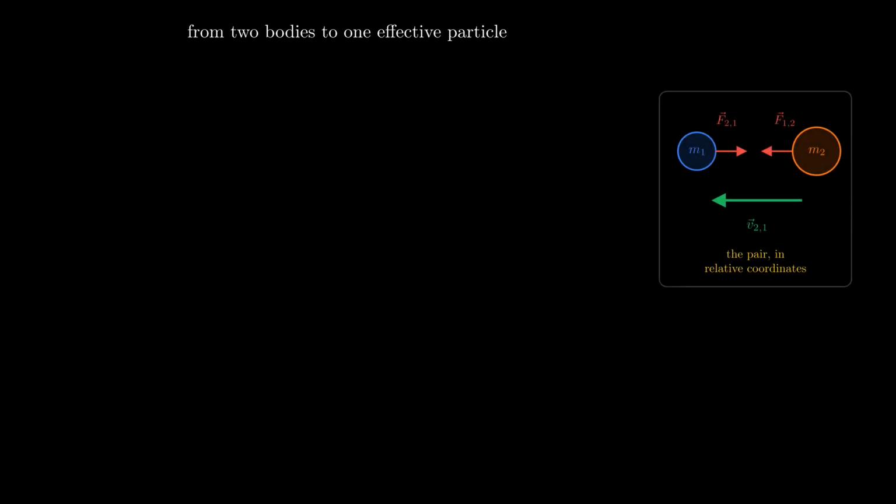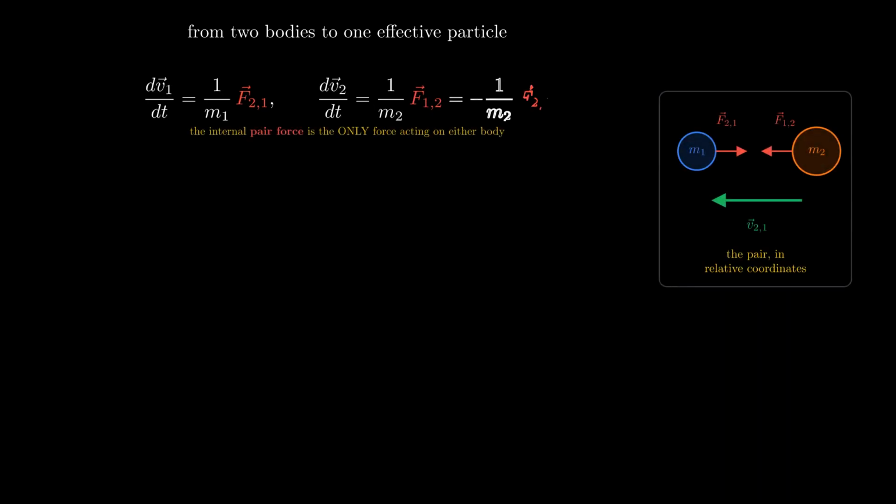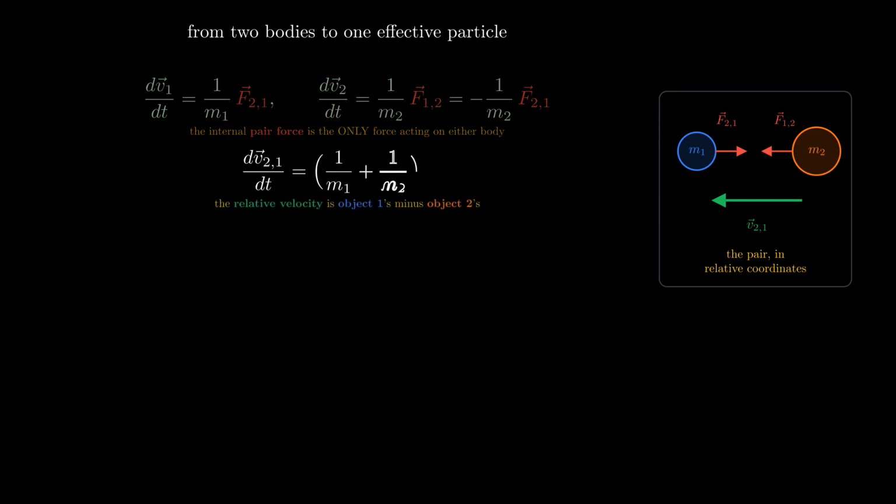One more result falls out of the relative coordinates. Write Newton's second law for each object. The pair force is all that acts. Object 1's velocity changes at the rate F21 over m1, and object 2's at F12 over m2, that is negative F21 over m2. Subtract, and the relative velocity, object 1's velocity minus object 2's, changes at a rate of F21 times the quantity, 1 over m1 plus 1 over m2.